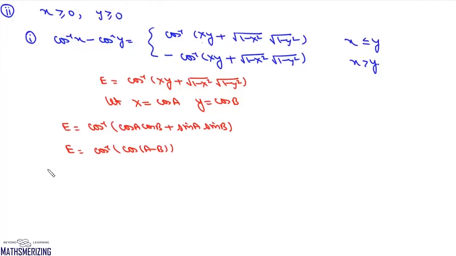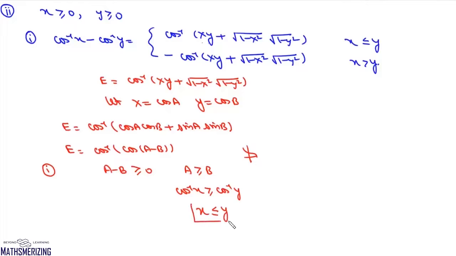principal value range. So we have this first condition when A minus B is greater than or equal to 0. So from here we'll get this condition that A is greater than or equal to B. Now A is cos inverse of x. So we'll get cos inverse of x is greater than or equal to cos inverse of y. Now cos inverse, it is a decreasing function. And because it is a decreasing function, we'll cancel cos inverse, then the sign of inequality will change. So we'll get this condition that x is less than or equal to y.